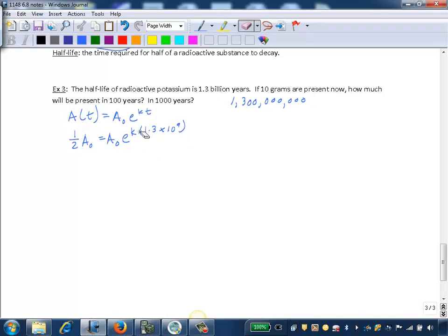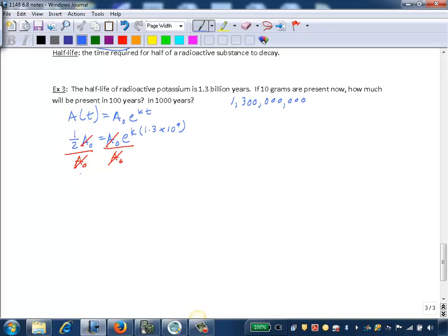So now we have enough information in here to solve for k, because we can see that the a sub zeros are going to divide out. And this is similar to when we did the compound interest and we were asking for how long it would take for an investment to double. This is a similar idea. We're just using any generic amount a sub 0, and then we'll just have half of it over here.